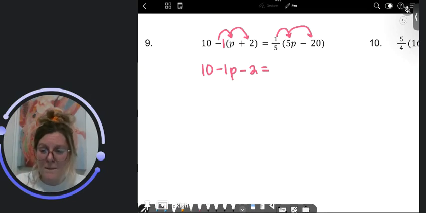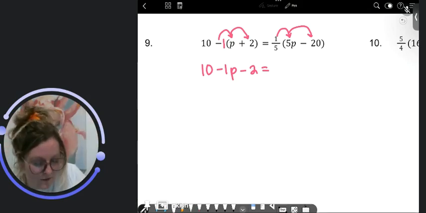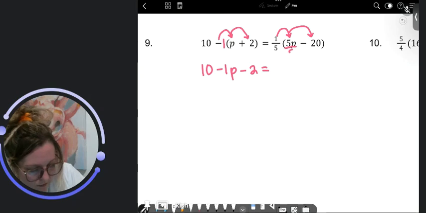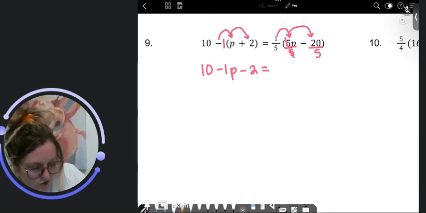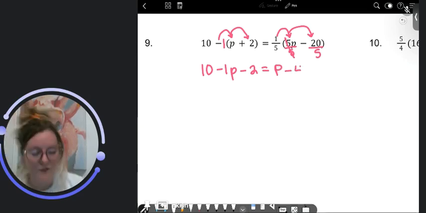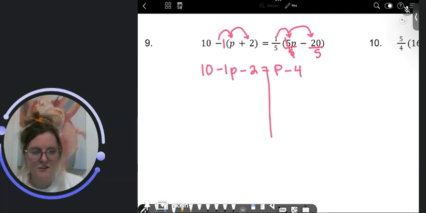We're distributing by 1/5. So you have 2 options. Number 1, you can type in 1 divided by 5 in parentheses and then multiply it by 5. Or we can think about it as really just dividing by 5. So I'm going to go through and divide by 5. 5 divided by 5 is just 1P. 20 divided by 5 is 4, so I have a -4. Either way totally works.